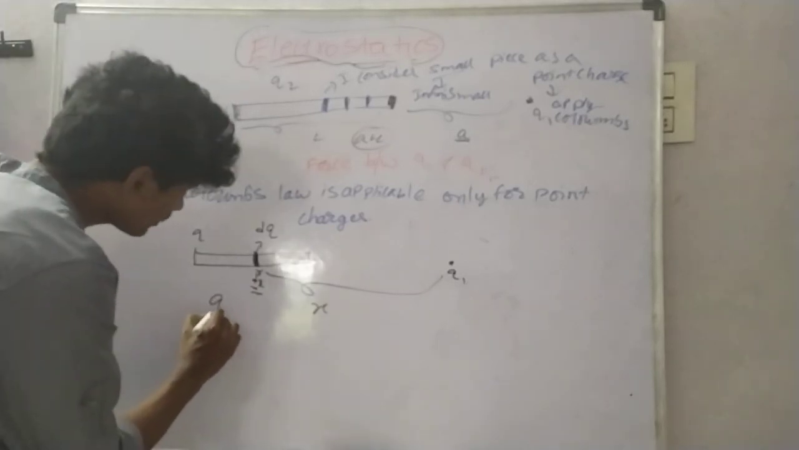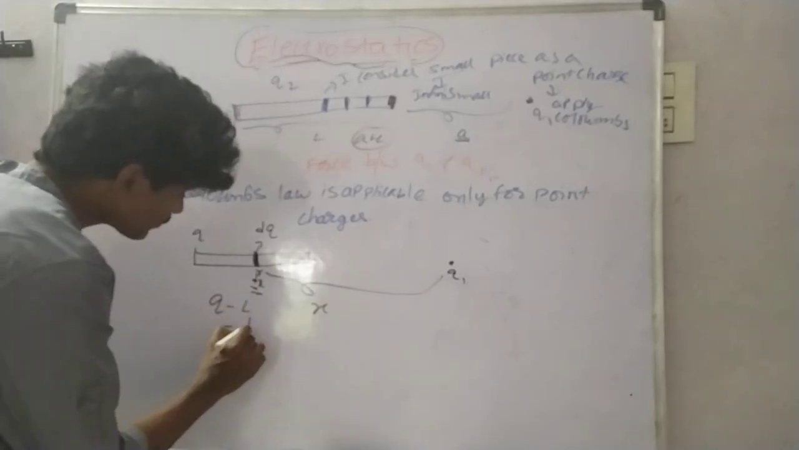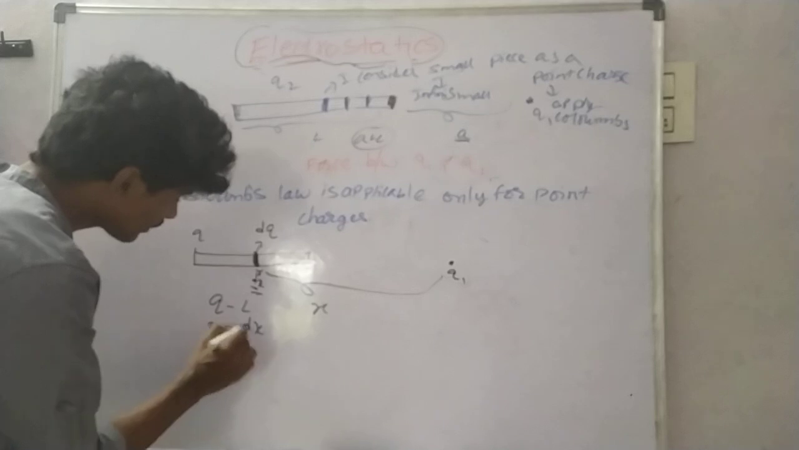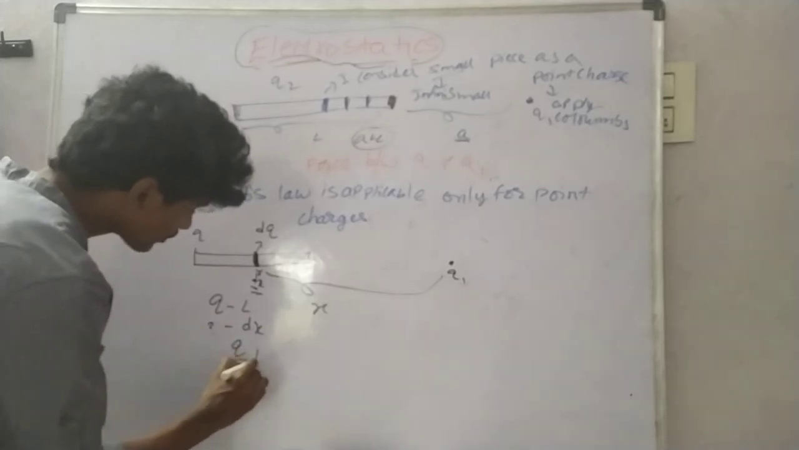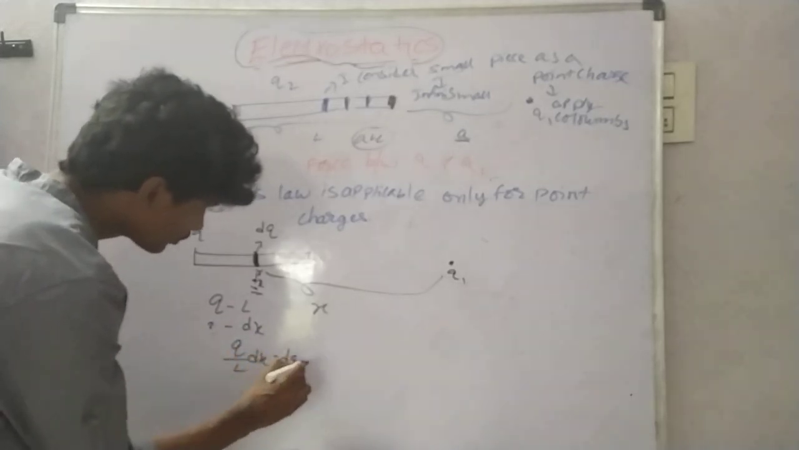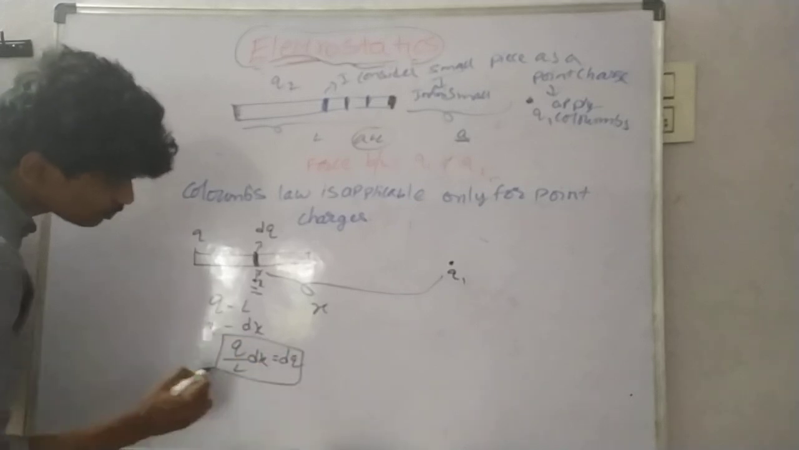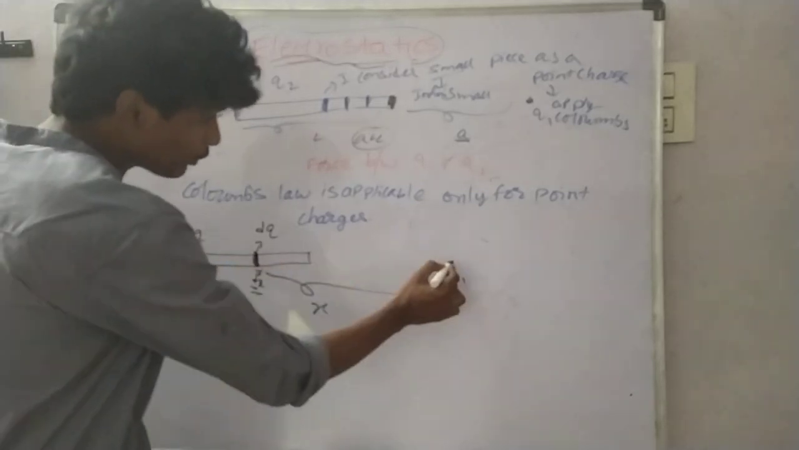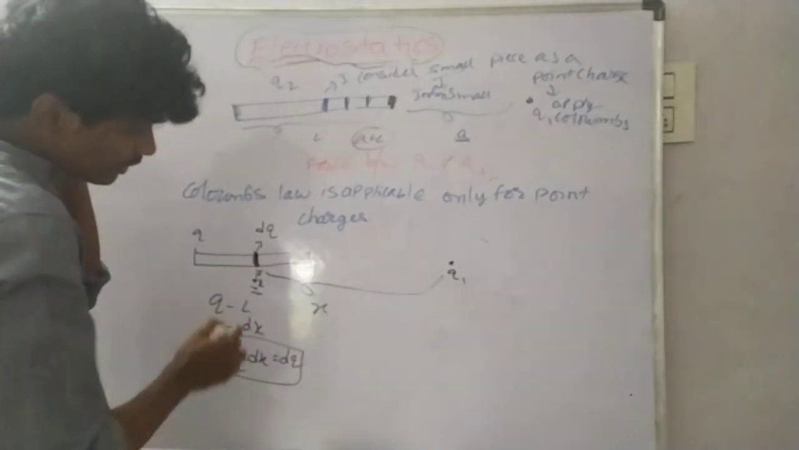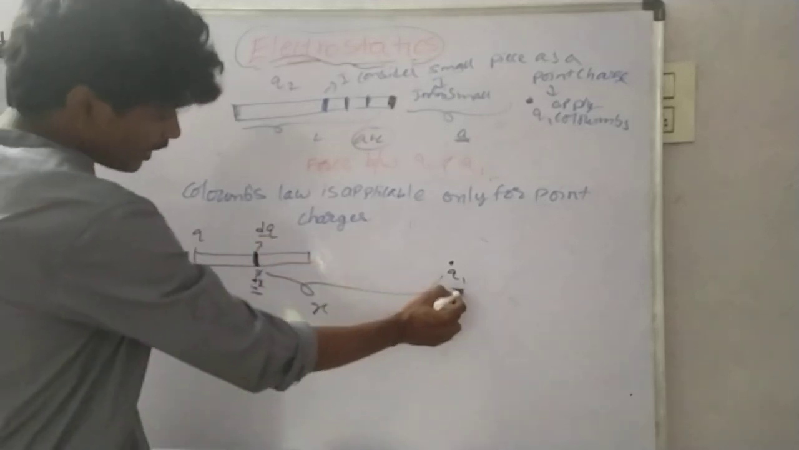Now Q is the charge for length L. Now what is the charge for length dx? That is nothing but Q by L into dx. So this is nothing but dq. So this is the value of dq. So what is the force between dq and q1? I can apply Coulomb's law here, because these two are point charges. dq and q1 are point charges.